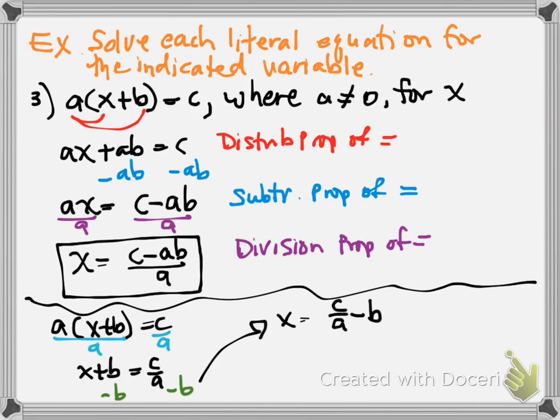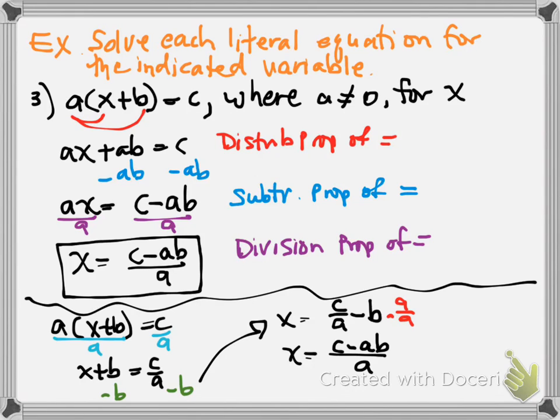Now, if I wanted to have one fraction in my answer, I could multiply b by a over a, and I would get x equals c minus ab all over a. So that's an alternative to solving: instead of distributing, you could divide both sides by that variable. Okay, so that's a thought to have.